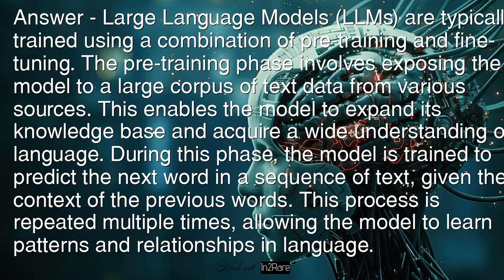The pre-training phase involves exposing the model to a large corpus of text data from various sources. This enables the model to expand its knowledge base and acquire a wide understanding of language. During this phase, the model is trained to predict the next word in a sequence of text given the context of the previous words. This process is repeated multiple times, allowing the model to learn patterns and relationships in language.